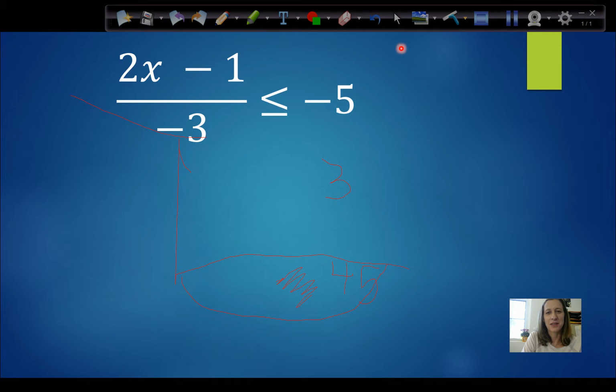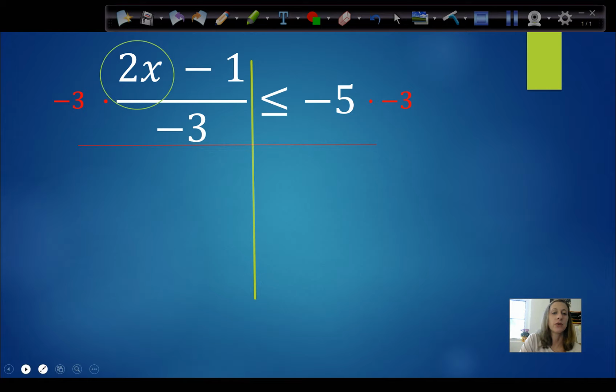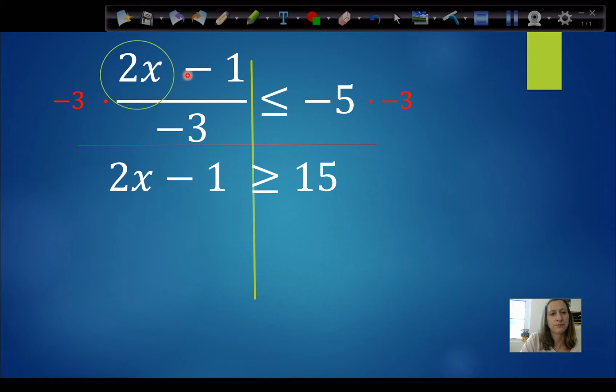Okay, here's another example. 2x minus 1, the whole thing divided by negative 3, less than or equal to negative 5. So first, again, we can't have this big fraction. We're going to get rid of the negative 3 first. So I'm going to multiply both sides by negative 3 because it's being divided. And this time I'm going to put this in red because this is part of our new rule. When we multiply or divide by a negative number, and this time we are multiplying both sides by a negative number, we need to flip our inequality symbol.